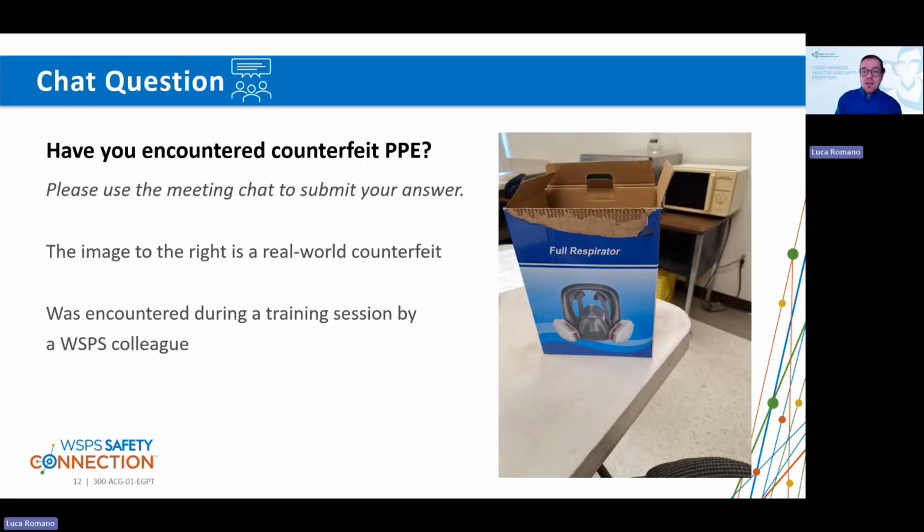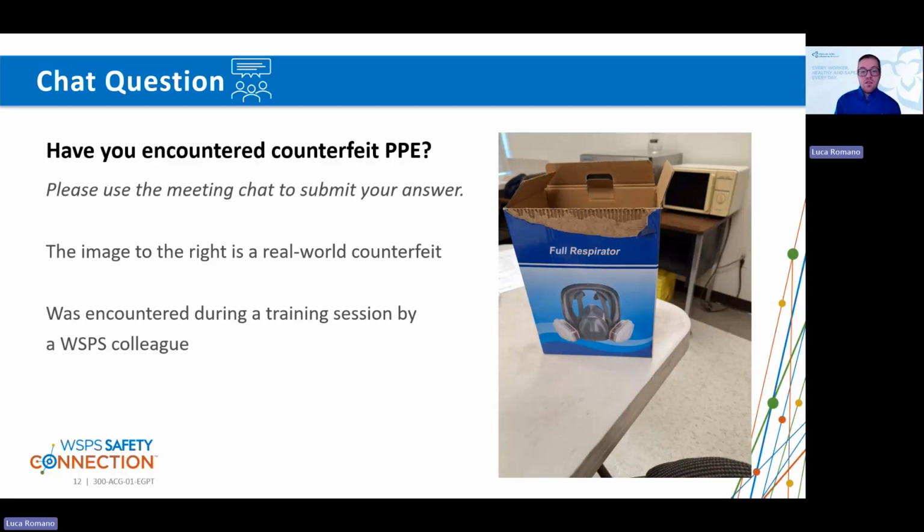To get a better gauge of the scope of the problem, I'm curious to see if anybody in the room has ever encountered counterfeit personal protective equipment. If you have a second, if you wouldn't mind adding your comments in the chat, that would be great. The image on the screen is a real world example of a counterfeit that was encountered at a facility. It's showing a full face piece respirator. Again, it's just the packaging, the box on the outside. But this was encountered during a training session.